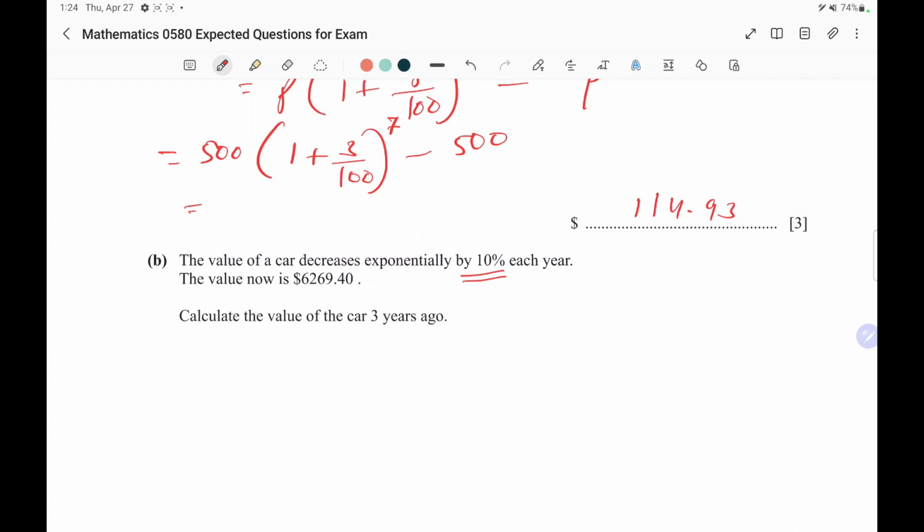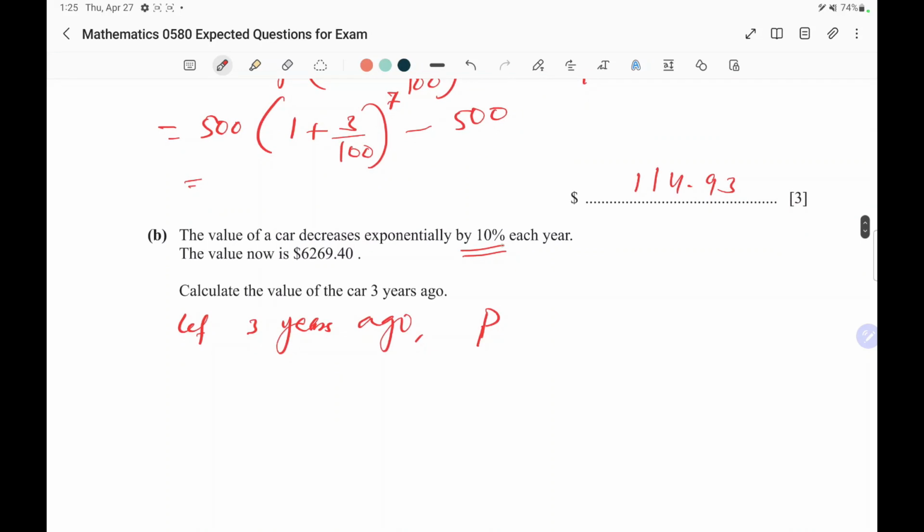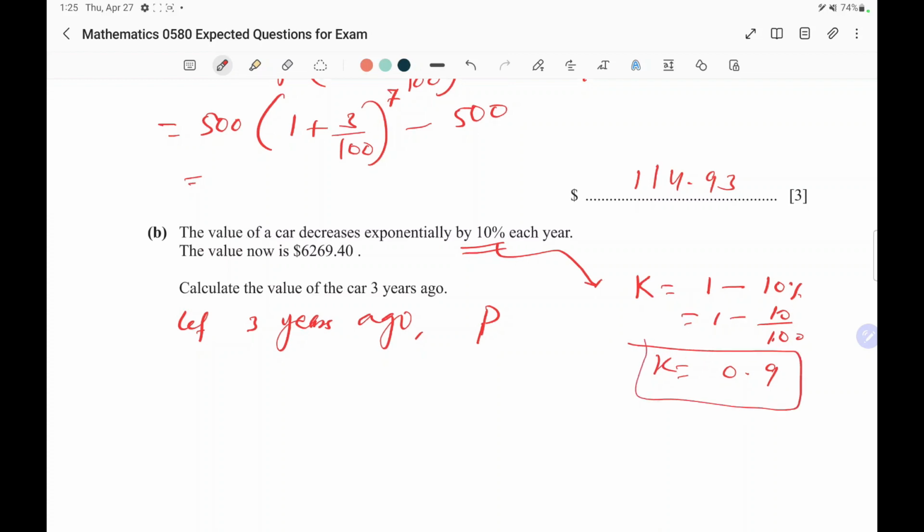No problem. Okay, so 3 years ago we need to find. So let 3 years ago the price was P. Now it decreases exponentially, right? So what is the multiplier factor? 1 minus 10%. It means 1 minus 10 over 100. It means 0.9. This is your multiplier factor.